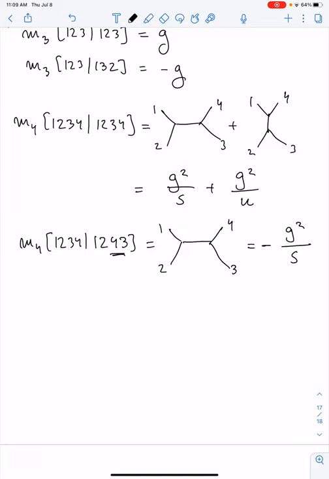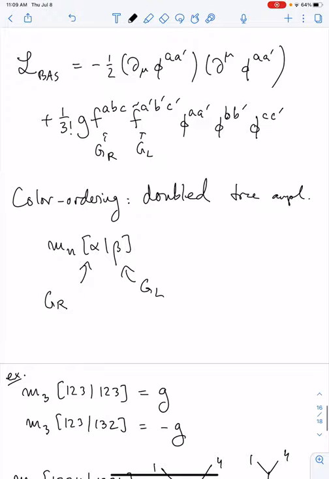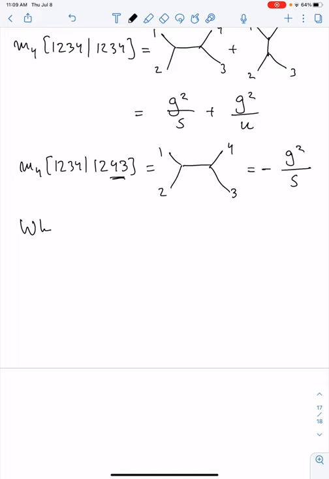So this is what the biadjoint scalar theory is. But what does it mean when it participates in the double copy, that it has a double copy structure, and what does it mean to have that biadjoint scalar double copies to itself? So what does 1 equals 1 times 1 mean, that BAS double copies to itself with itself?